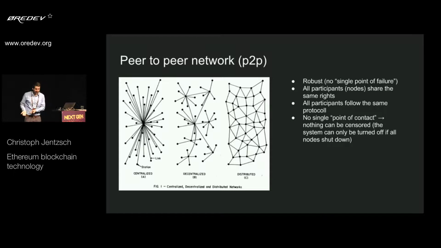Since there is no single point of contact, you have no means of censorship, and also no such thing as a forgotten password where someone can help you. If you lose your keys, you lose your money. You lose all your rights, everything you had on this blockchain. There's nobody who can help you with this. So it's very base layer infrastructure.